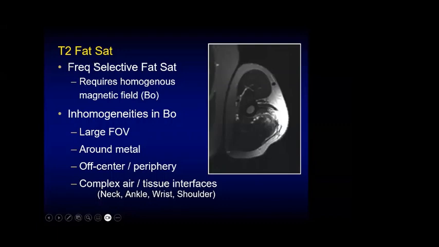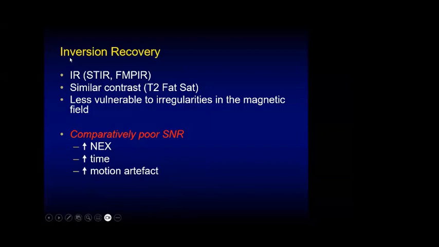So T2 fat saturation is not always the best sequence for imaging soft tissue tumors because of these problems that you may have. Because of that, you may actually need to use an inversion recovery technique, such as a STIR sequence, for example.